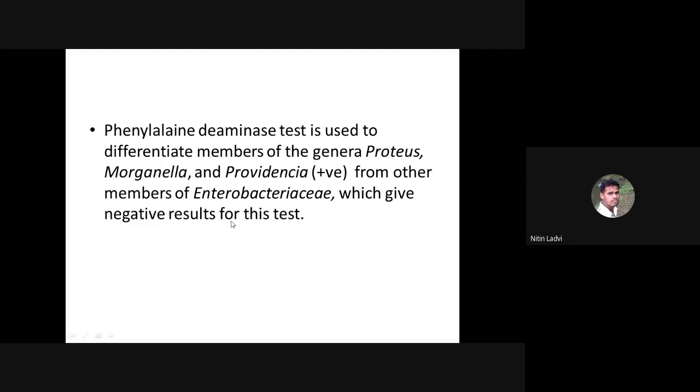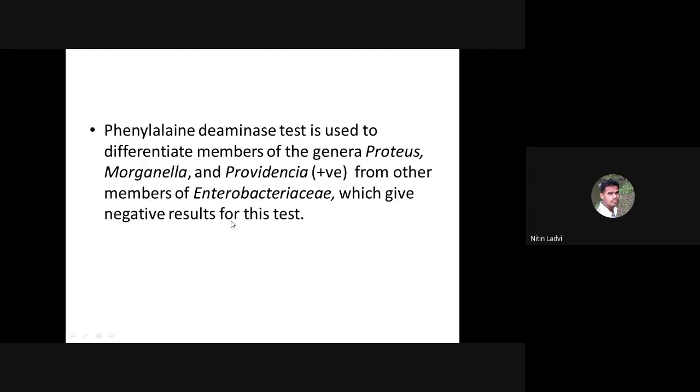Out of that, for UTI infections, one of the clinical pathogens that can cause urinary tract infection is the Proteus species, including Proteus mirabilis and Proteus vulgaris. In order to differentiate the Proteus genus from other members of Enterobacteriaceae like Escherichia coli, Salmonella, Shigella, and Klebsiella, this test will be helpful.